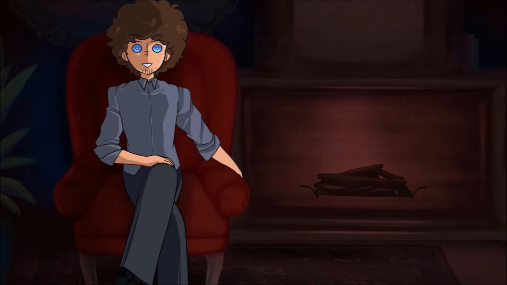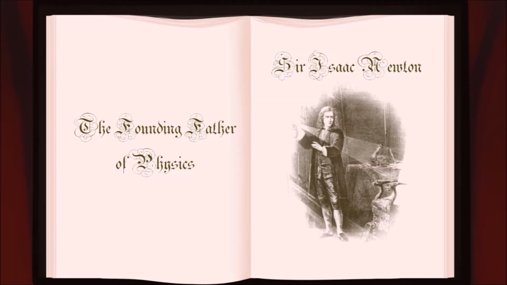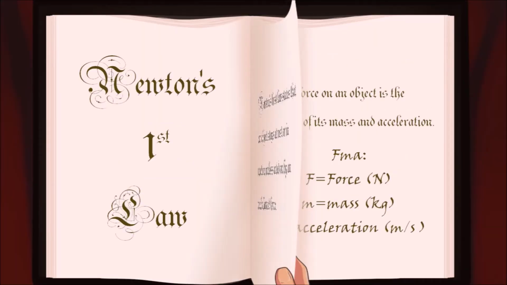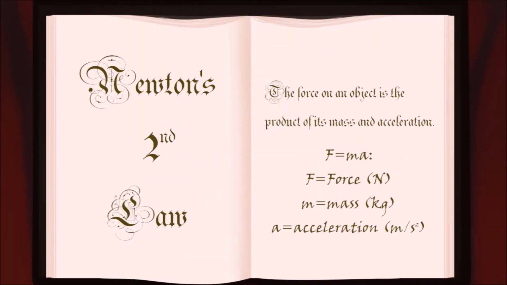So, continuing with our lesson on Newton's laws. This episode is all about Newton's second law. This law states, the net force on an object is the product of its mass and acceleration. Product means that they're multiplied together. We show this relationship mathematically using the formula F equals ma, where F is the force in newtons, m is the mass in kilograms, and a is the acceleration in meters per second squared.